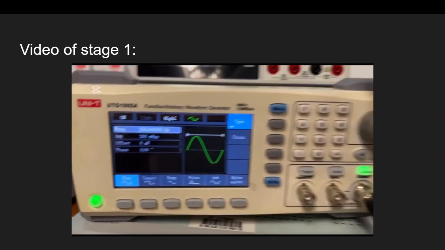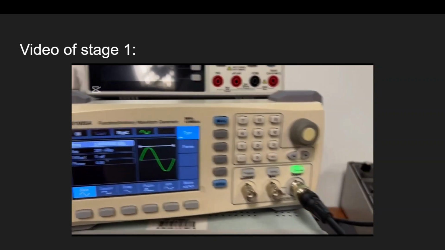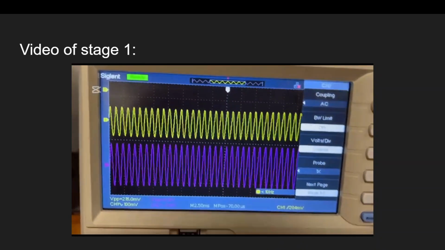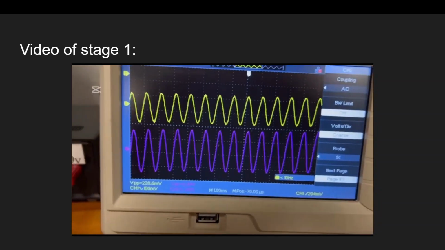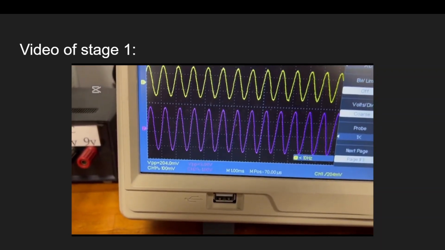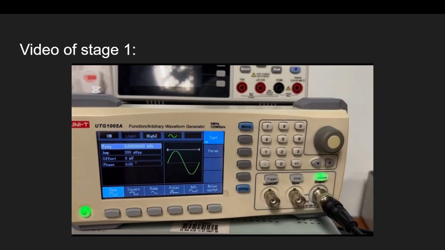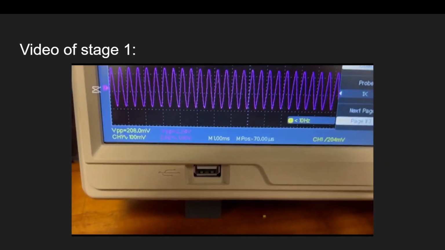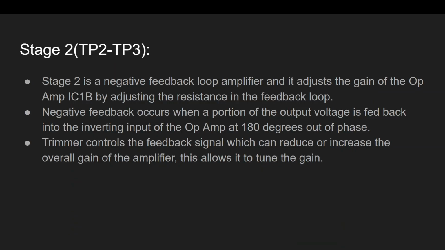Next, we will change the frequency to 1 kHz. Now, the output then decreases down to about 3.08 volts. Lastly, we would change the frequency to 2 kHz. This shows the output reduces further down to about 2.24 volts. Okay, now I will explain stage 2.